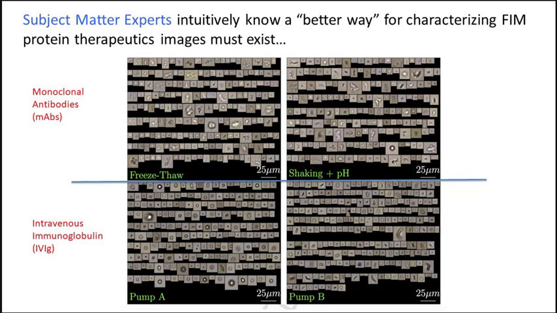And on the bottom row, we have a polyclonal antibody, or IVIG, that was put through two different pumps. And the pumps were supposed to represent peristaltic pumps that would be representative of two different operating plants. We get two different types of images from the two different pumps, even though the underlying product's the exact same. So it's kind of the manufacturing history that this particular product experienced.